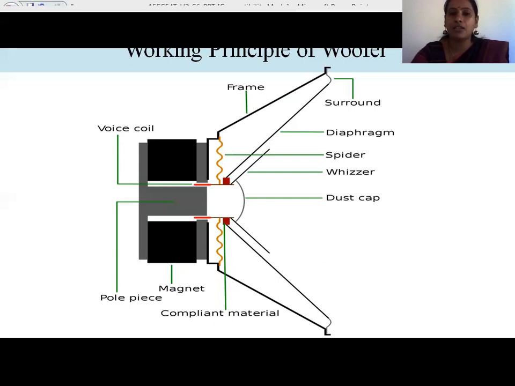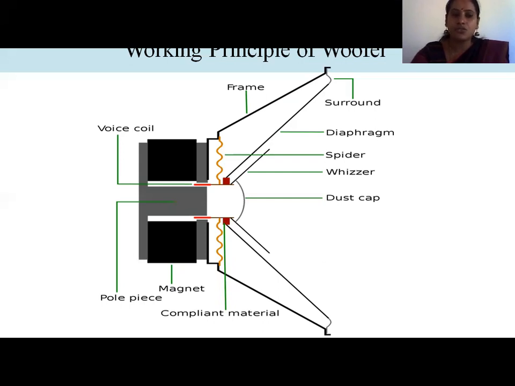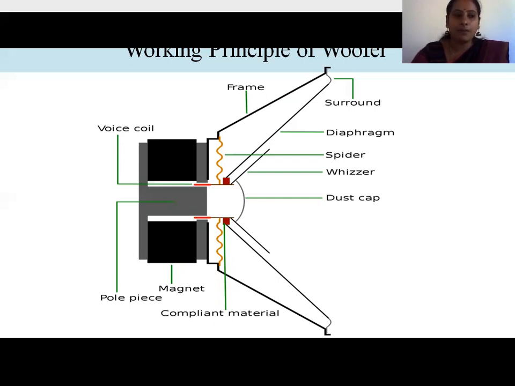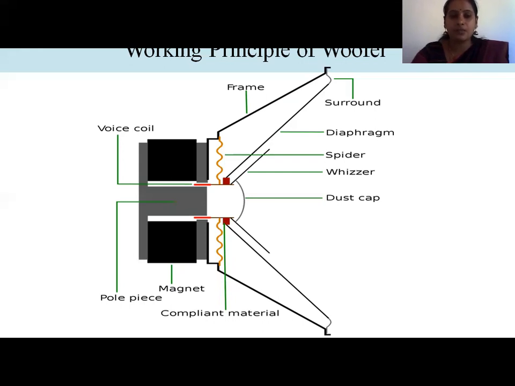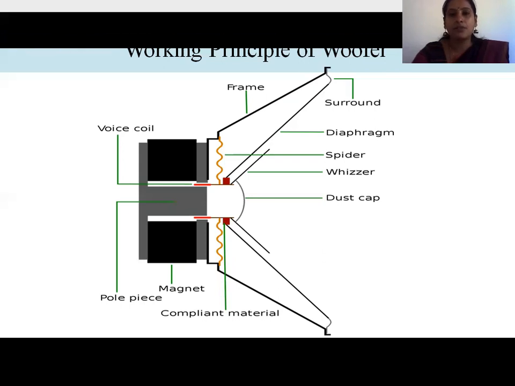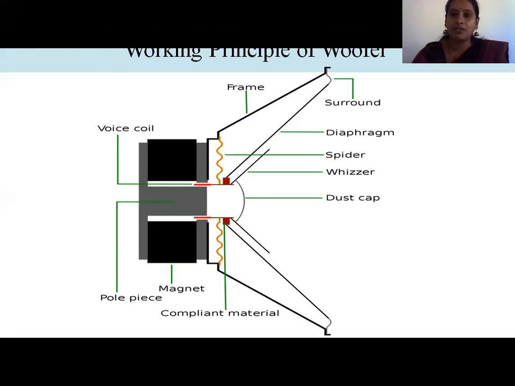To sum up, a good woofer must have a large and heavy diaphragm, a strong magnet, a high compliance and a large voice coil. The diaphragm must be bigger in size, it must have a strong magnet, and the voice coil must also be larger. If that is so, the woofer will be a good or ideal woofer. So this is the explanation about the woofer.